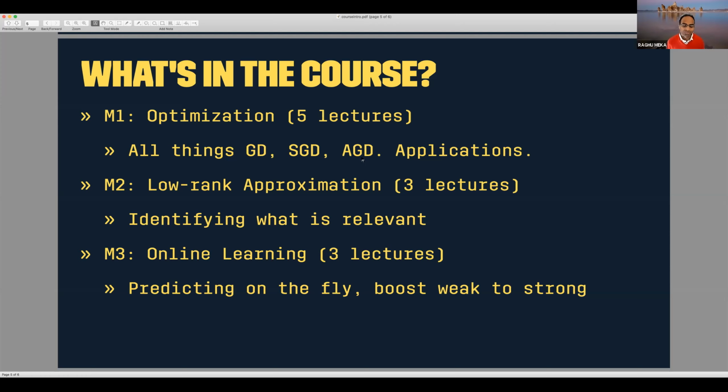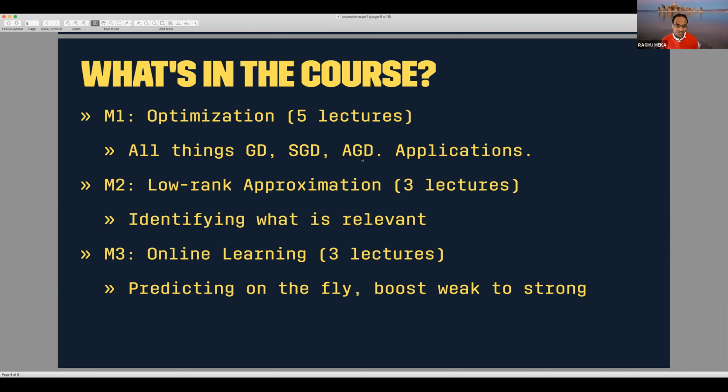The second part will be low rank approximation, or if you're familiar with the keyword, principal component analysis, which is again used a lot. Typically you'll see this covered in maybe a lecture in many other courses, but we'll do a deep dive here, trying to understand when it works, why it works, and what are the algorithms that your favorite software uses when I ask it to do principal component analysis or singular value decomposition or things like that. And then we'll talk about online learning.